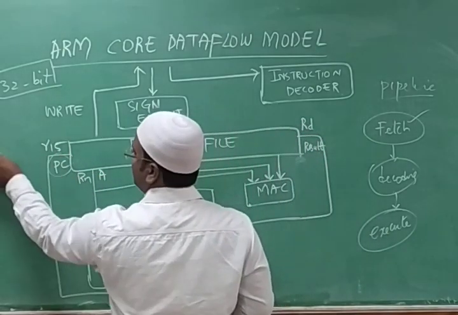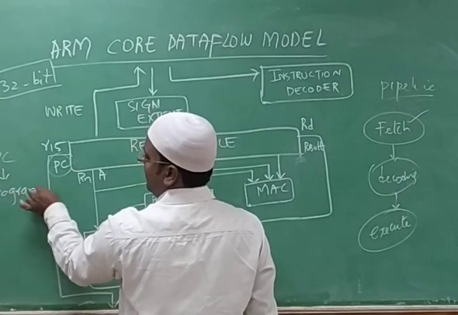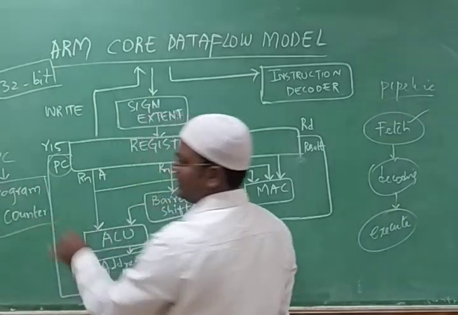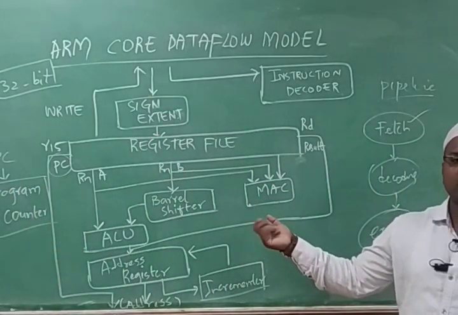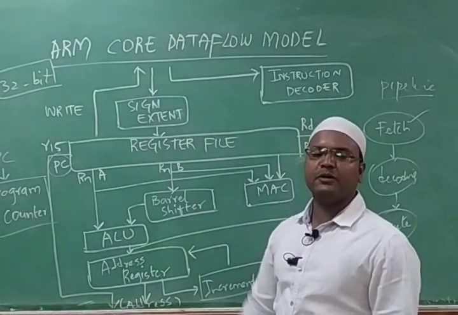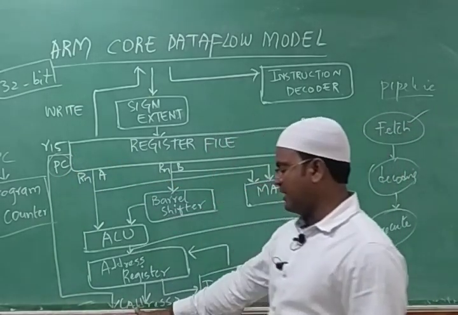What is the PC useful for? PC is called the program counter. What is the use of the program counter? It will count the number of instructions. It will count the sequence of the instructions when you want to perform the operation on the particular register. So the PC is taken directly to the address.